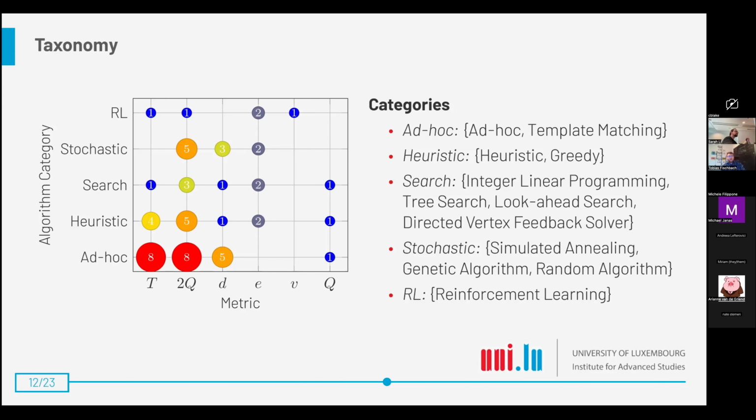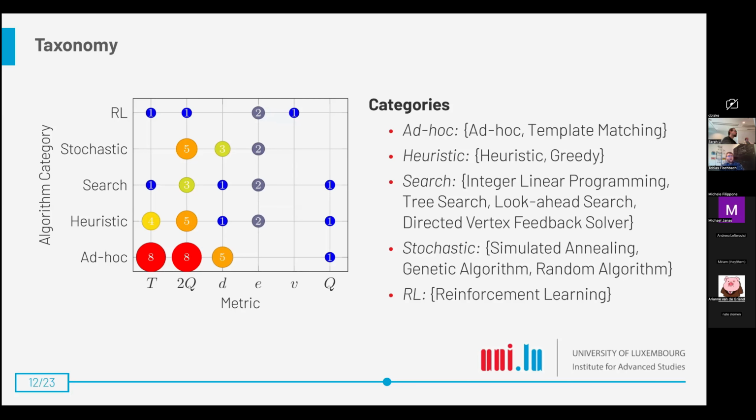Also, I grouped stochastic algorithms together, which means in this case, we are looking at genetic algorithms, simulated annealing, and a random rule selection that we found in some works. Lastly, I excluded reinforcement learning as an extra category because I would like to talk a little bit about it later on. This is why I separated it.